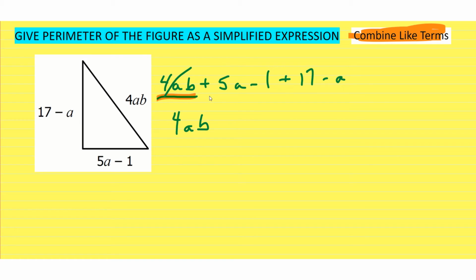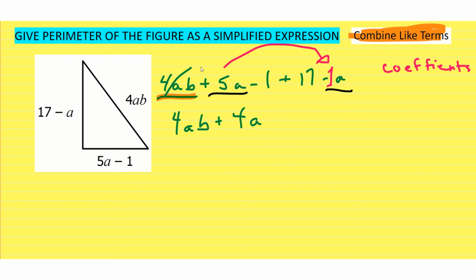Now the next one I'm going to look at is 5A. Do I have any other A terms? Yes, I do. I have a minus A over here. We have to remember that there's an invisible 1 right there. So it's really 5 minus 1. We look at the coefficients. The coefficients, of course, are the numbers that are in front of the variables. We're going to add or subtract coefficients. So 5 minus 1 is going to be 4. So we're going to do 4A. So I've now taken care of these two terms.